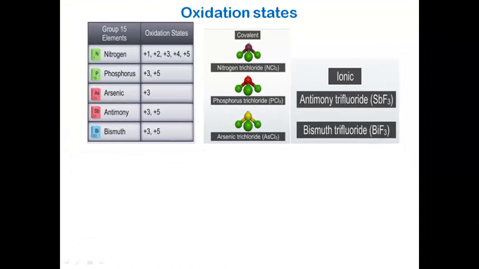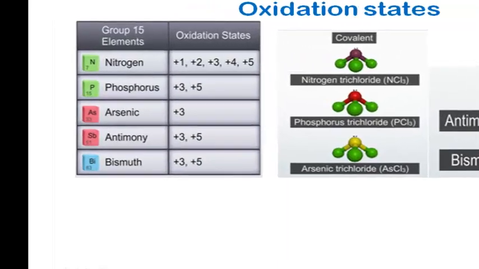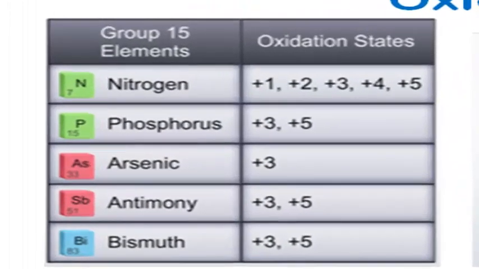Now let's learn about their oxidation states. As we already discussed, nitrogen has a half-filled p orbital. That means it has 3 electrons in the p orbital and it can accept 3 more electrons to attain noble gas configuration. So nitrogen can show even the -3 oxidation state in addition to +1, +2, +3, +4 and +5 oxidation states. But the other elements of the nitrogen family, that is phosphorus, arsenic, antimony and bismuth, can show +3 and +5 oxidation states.